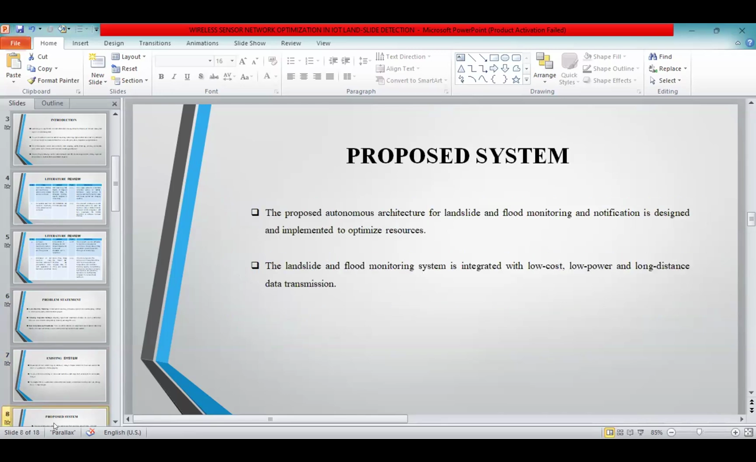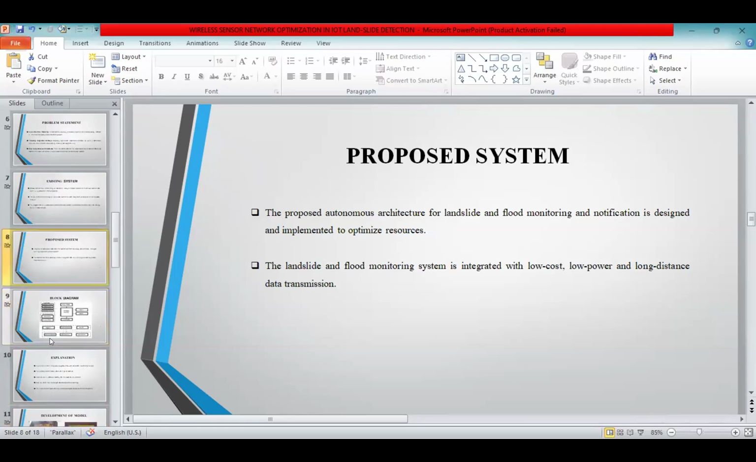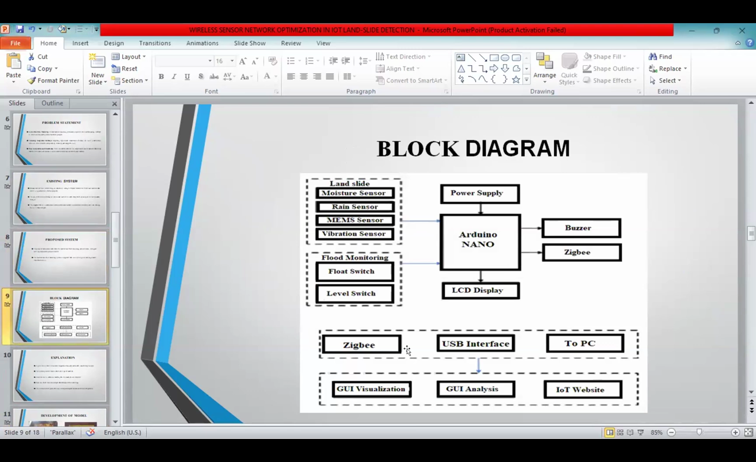Now we discuss the proposed system. Here the proposed system architecture for landslide and flood monitoring and notification is designed and implemented to optimize the resources. In the flood monitoring system, low-cost, low-power and long-distance data transmission will occur here. Next, the block diagram.